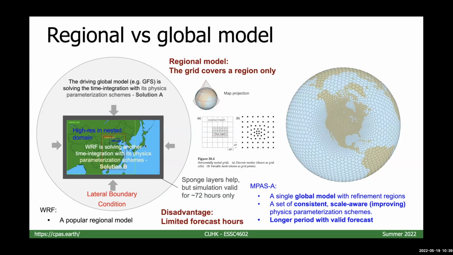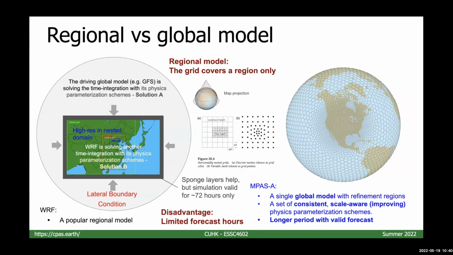And usually a regional model like WRF can be used in a nested way. As you see at the center, you have the coarse mesh, which has a bigger area. And for the region of interest, for example, you are running weather prediction specifically for a province or a city, then around the province or city, you can add a nested domain with a finer mesh.